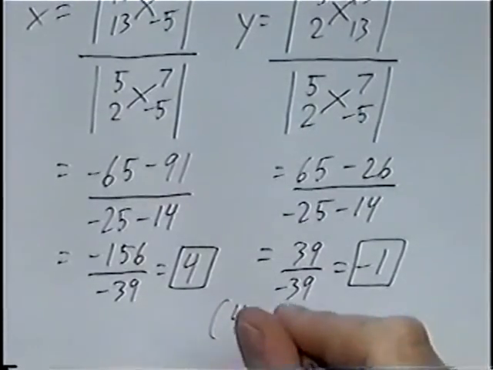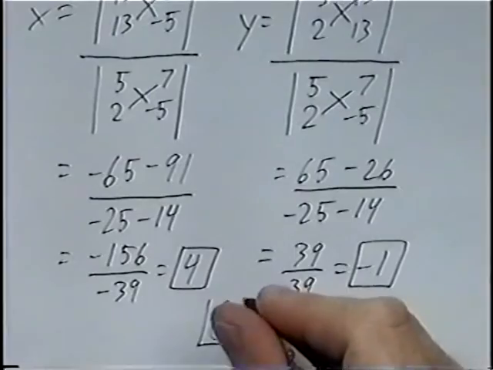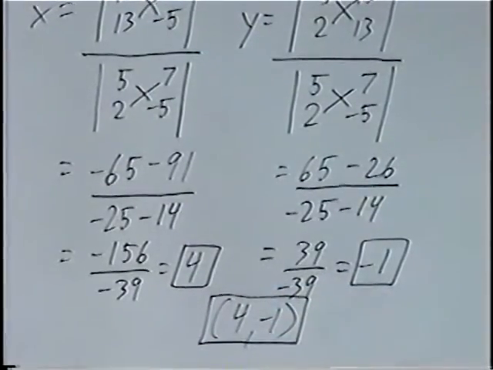So x would equal 4, y would equal negative 1, or the two lines cross at the point 4, comma, negative 1. And that would be the solution for the system of equations.